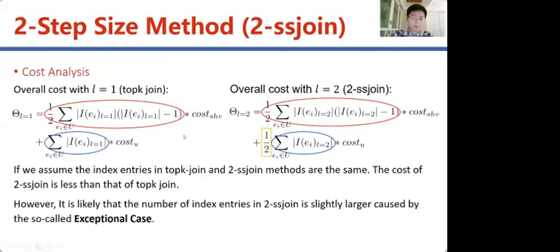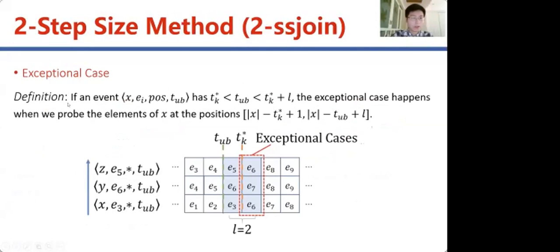If the indexed entries in both methods are the same, the terms in the red circles are the same, and so are the terms in the blue circles. Therefore, the cost of 2-I-ssjoin is less than that of top K-join. However, it is likely that the number of index entries in 2-I-ssjoin is slightly larger, caused by the so-called exceptional case. The exceptional case is defined as below.